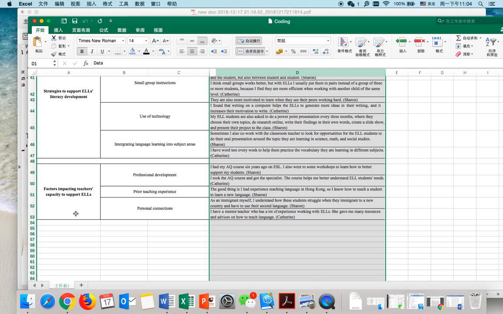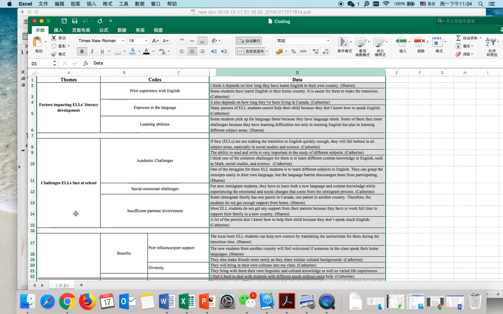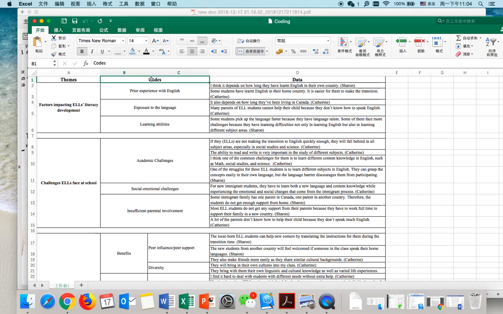So then I listed all the subcategories or the codes that go with each theme. So let's see, under factors impacting ELL's literacy development, I have prior experience with English, exposure to the language, and learning abilities. And I also included the evidence from the transcripts. So this is basically how I code my data.